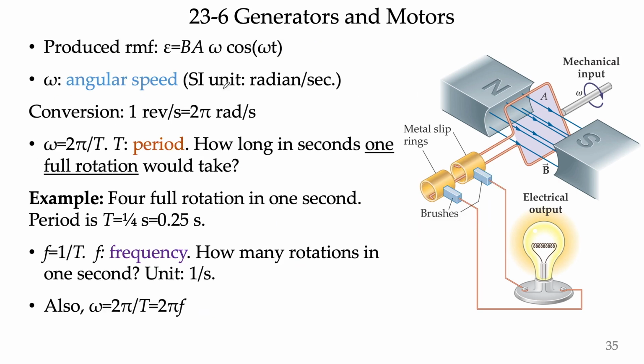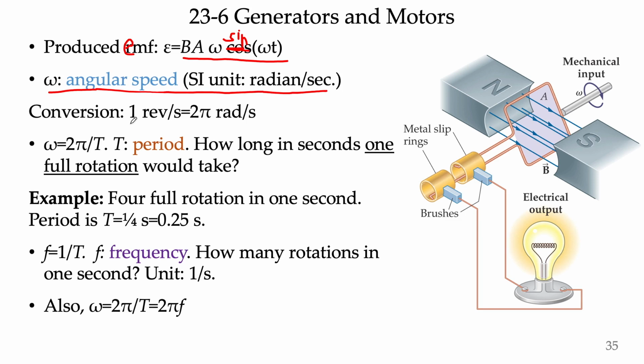Okay, so the produced EMF, electromotive force, is, we learned in the previous slide, B A omega times sine omega t. This should be sine. So here omega is again the angular speed. In SI units, you would use radians per second.